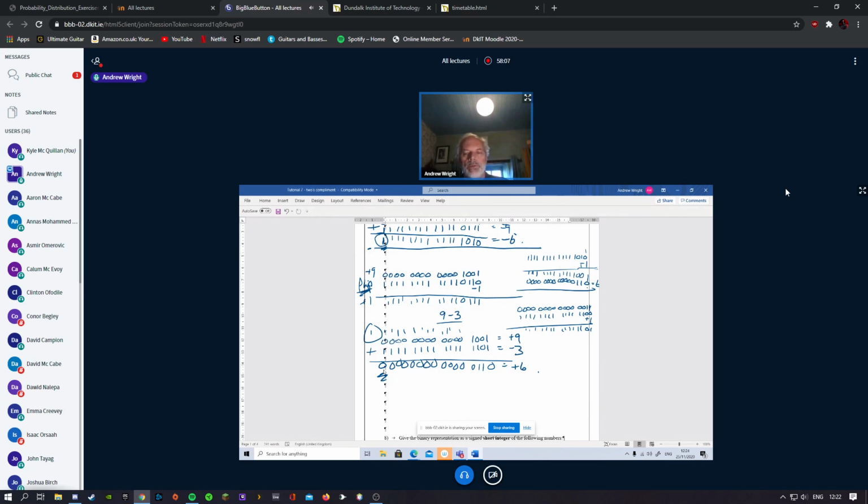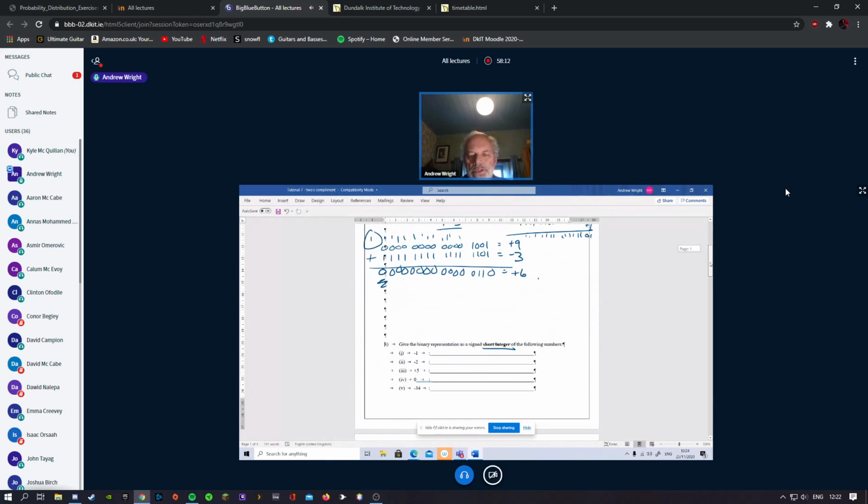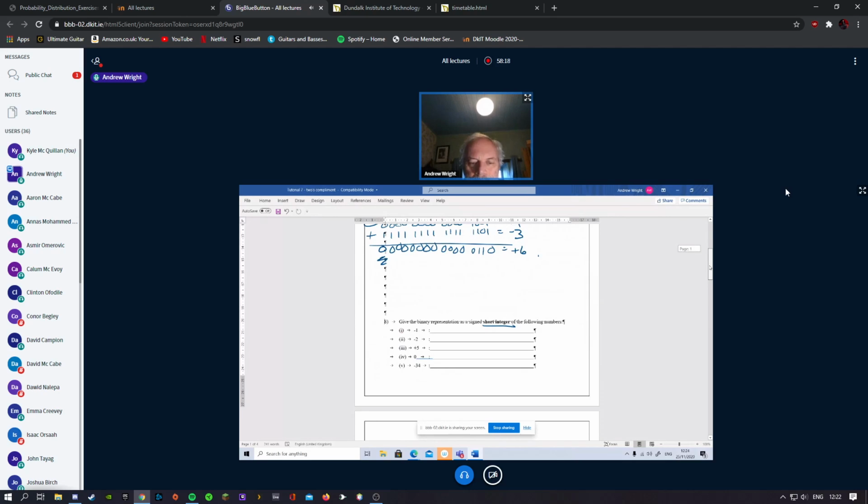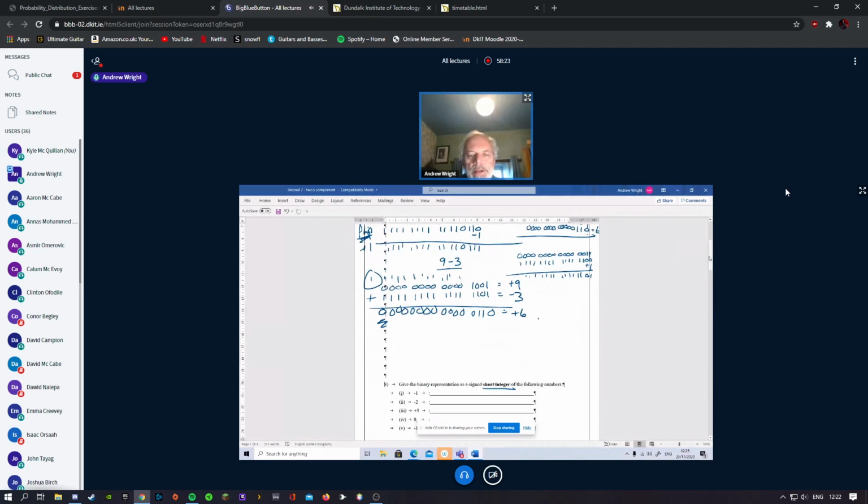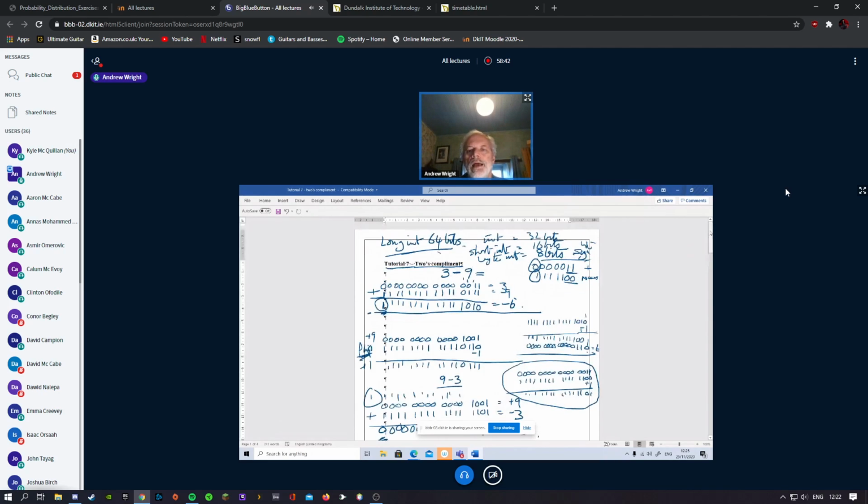Okay, so that's basically it about two's complement numbers. There are some numbers you can just change into their two's complement form. Remember that positive numbers like plus 9 are just the normal binary numbers made up to the 16 bits. Minus numbers, you have to go through this performance here: find the positive number 3, flip, add 1. There you go. You can battle on through that.